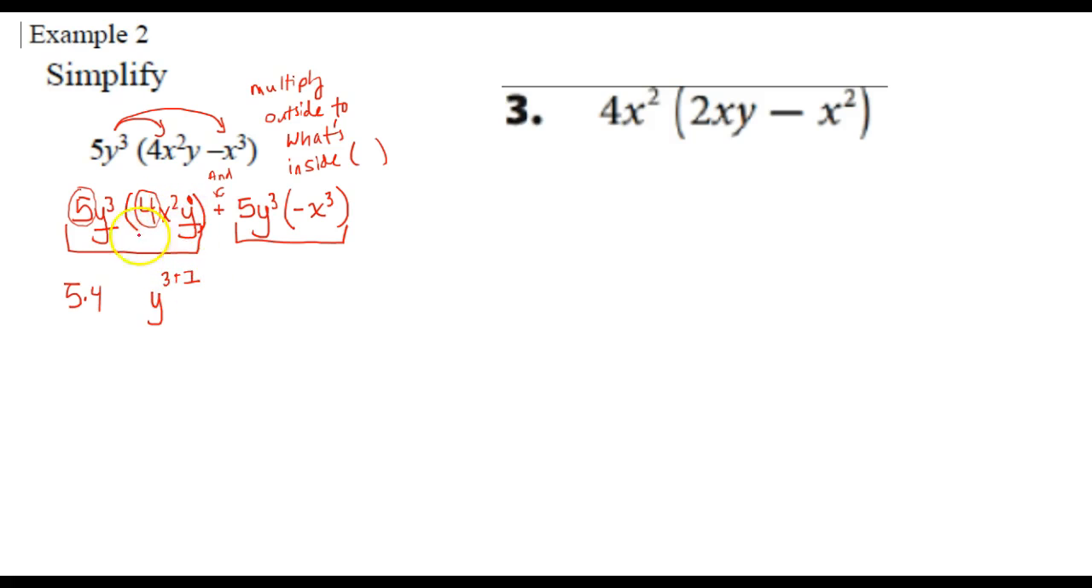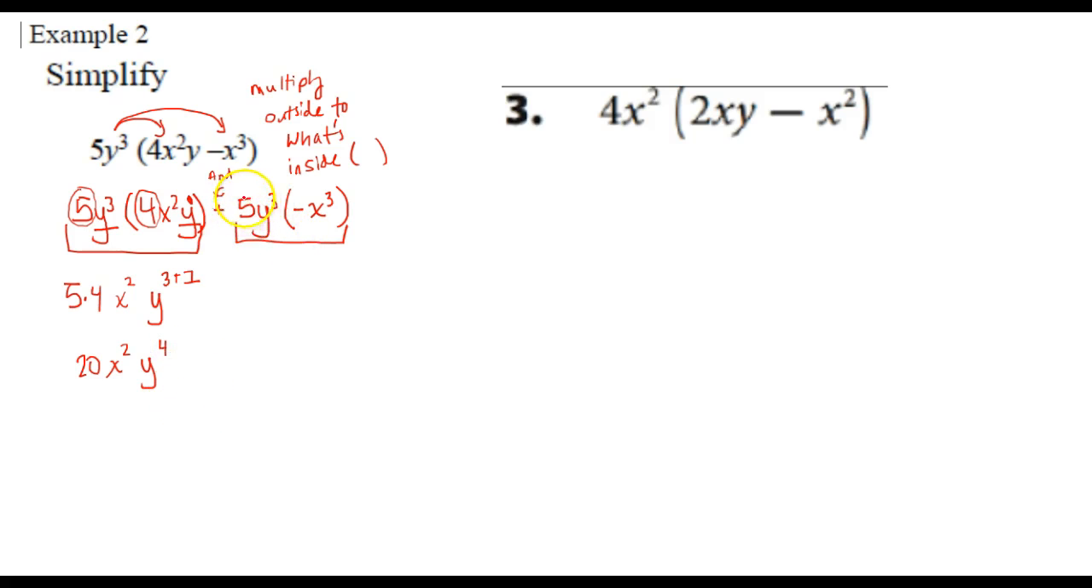Now x to the second power, I don't see any x's here, so I'm going to just leave that as x to the second power. I like to write them in alphabetical order, so x comes first and then y. It just helps out. And then I'll simplify that even further. 5 times 4, x squared, and y. 3 plus 1 would be 4.